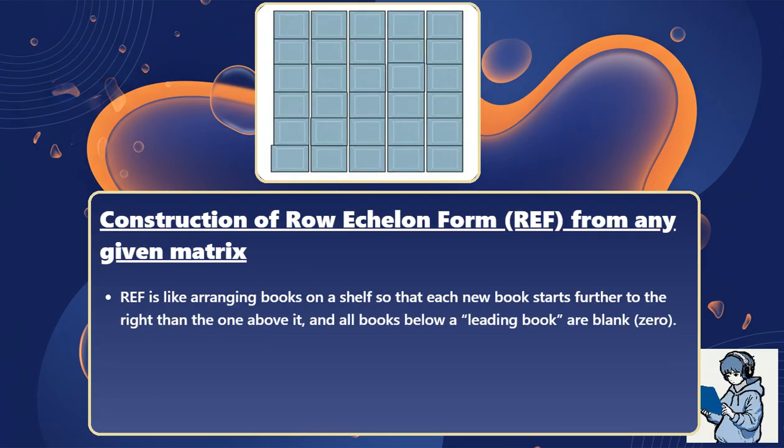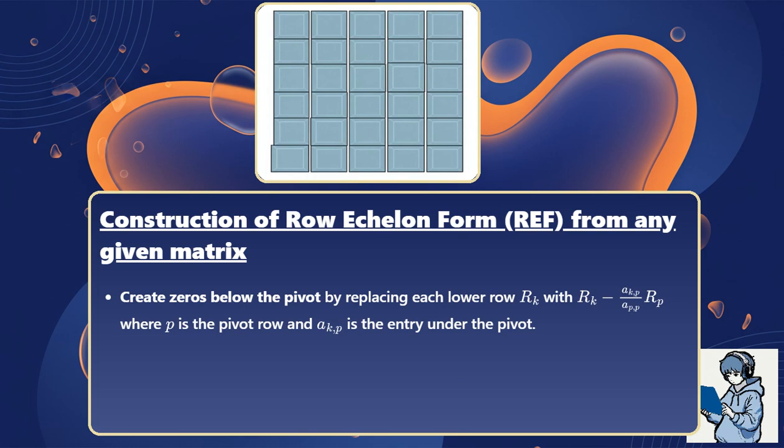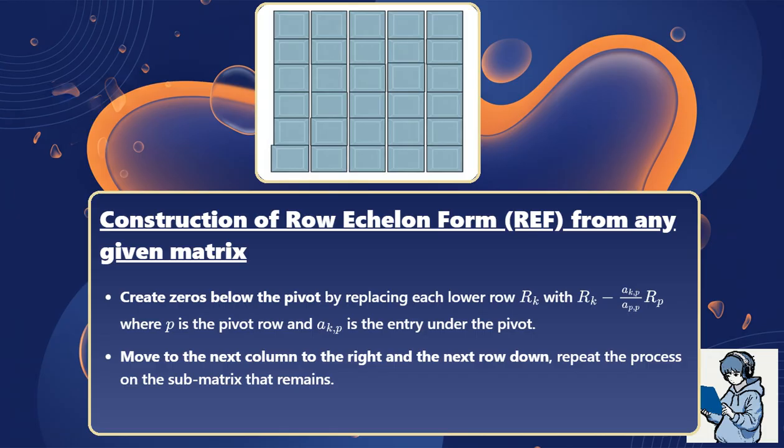REF is like arranging books on a shelf so that each new book starts further to the right than the one above it, and all books below a leading book are blank, 0. The steps are: start at the leftmost column, find the first non-zero entry, the pivot, in that column. If the pivot is not on the top row, swap rows to bring it there. Create zeros below the pivot by replacing each lower row R_k with R_k minus a_kp divided by a_pp times R_p, where p is the pivot row and a_kp is the entry under the pivot. Move to the next column to the right and the next row down. Repeat the process on the submatrix that remains.